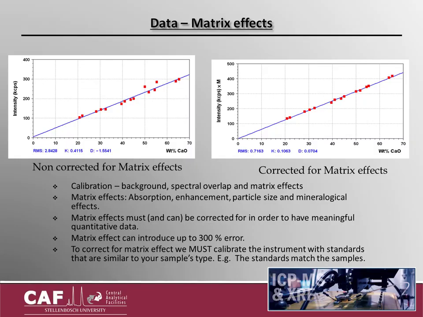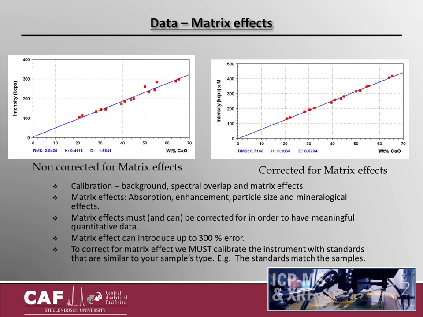Factors that can affect calibration are the background, spectral overlap, and matrix effects. The background is dependent on the sample composition. Spectral line overlaps occur when an element is present at the same peak of the analyte of interest and contributes to the background of the analytical peak. Matrix effects consist of absorption and enhancement of X-rays and particle size and mineralogical effects.